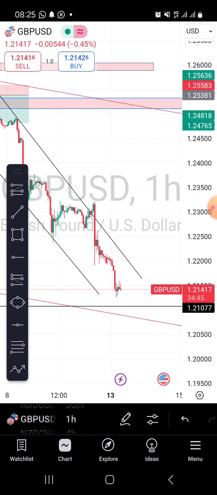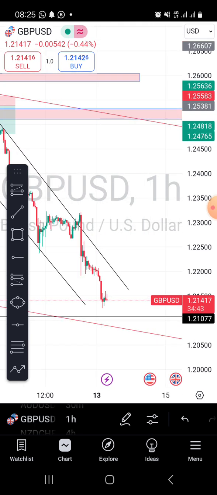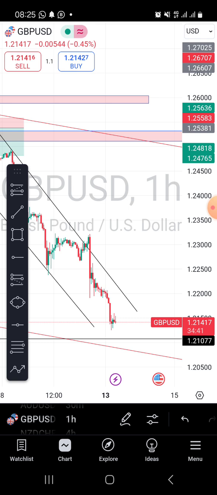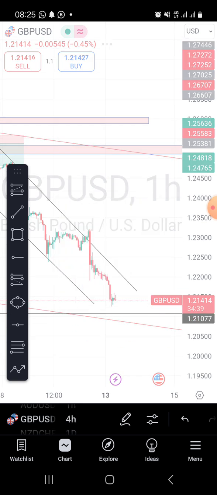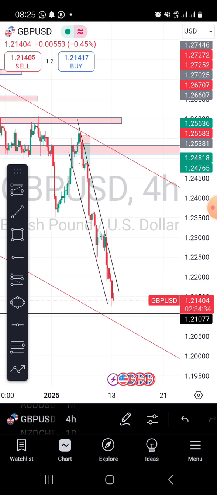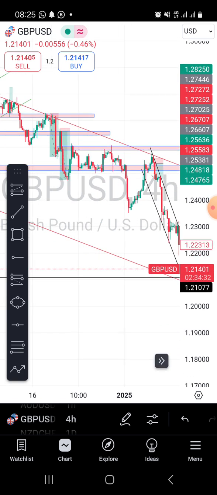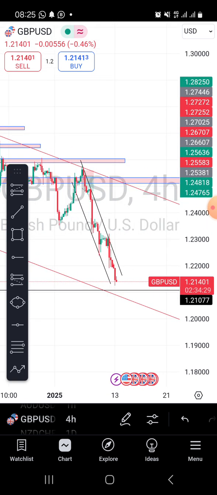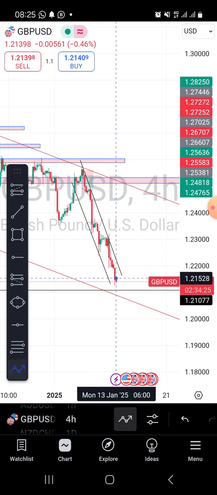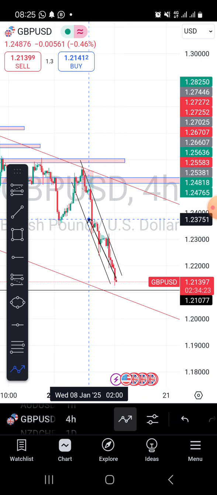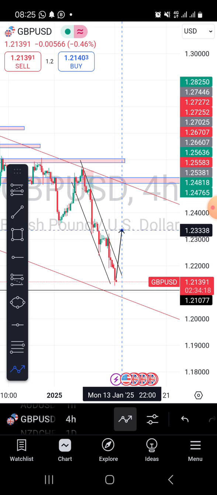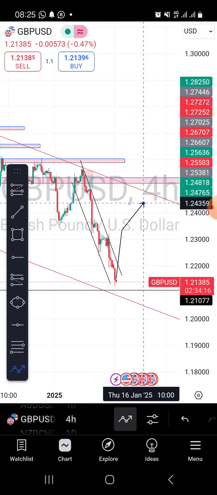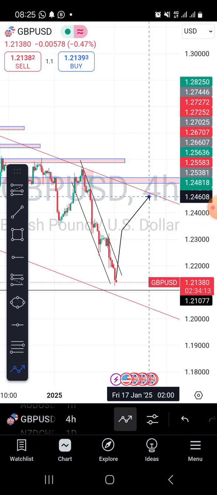So what is our possible entry on GBP USD? It's very hard to tell. That is why it's last on the list. Going back to H4, I don't know the strength of how the bull strength can be. Price can push up to this level here, but I really do not believe price can pull up to this level.